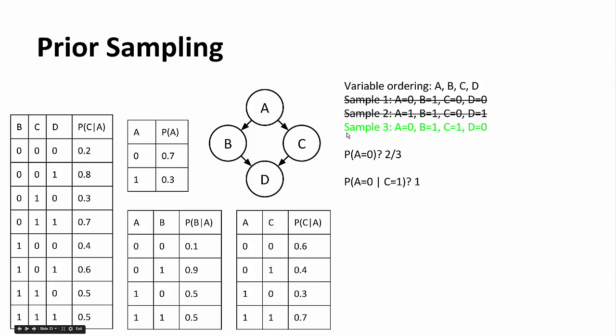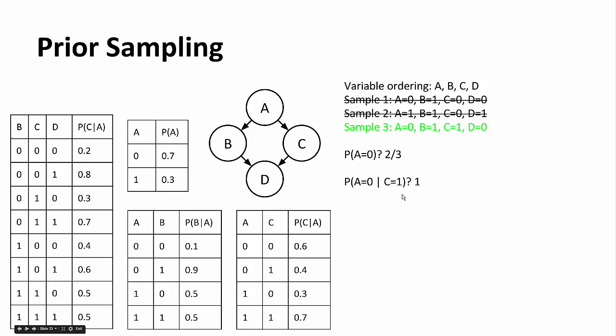So this is one sample where A equals 0 out of 1 total samples that we can use, which gives us a probability of 1. You can still estimate this, but as you can see, we did a lot of work generating sample 1 and 2, and all that work has gone to waste for this query. So prior sampling is not ideal for estimating conditionals.